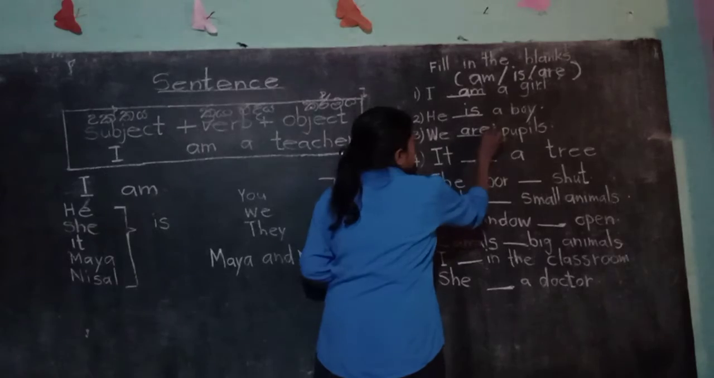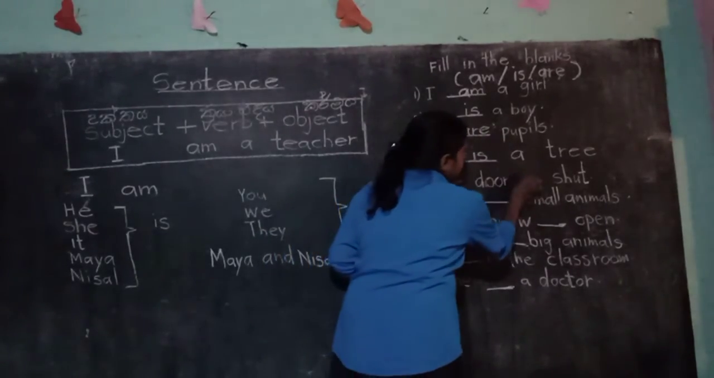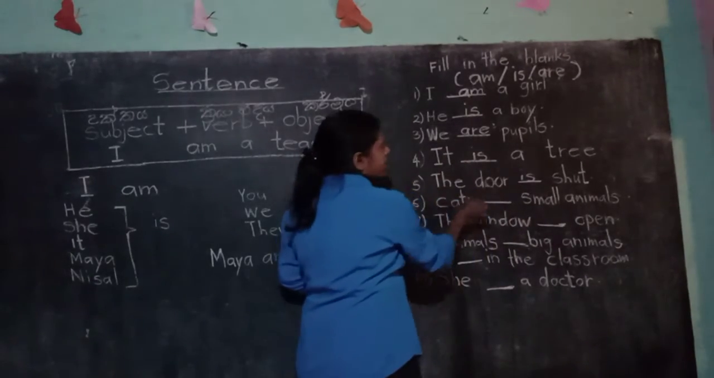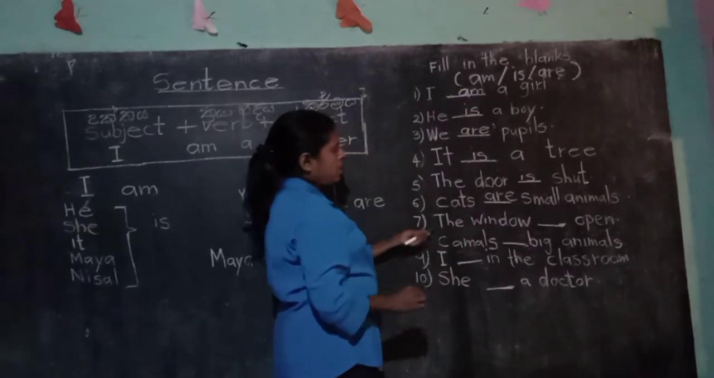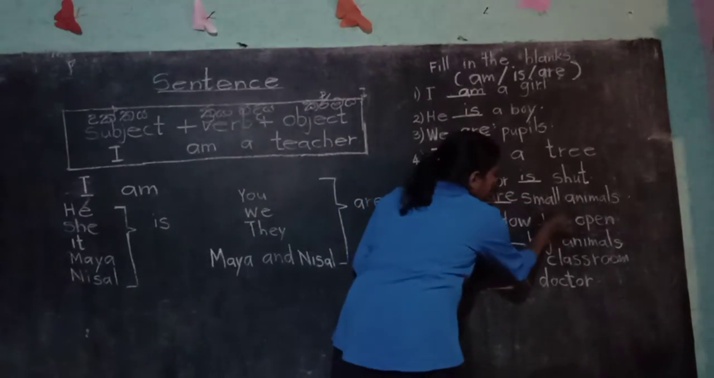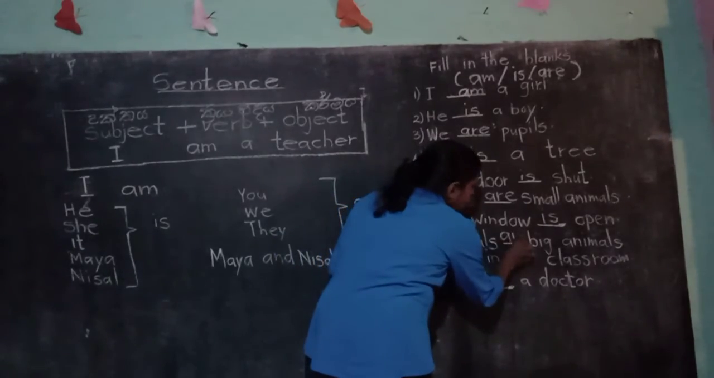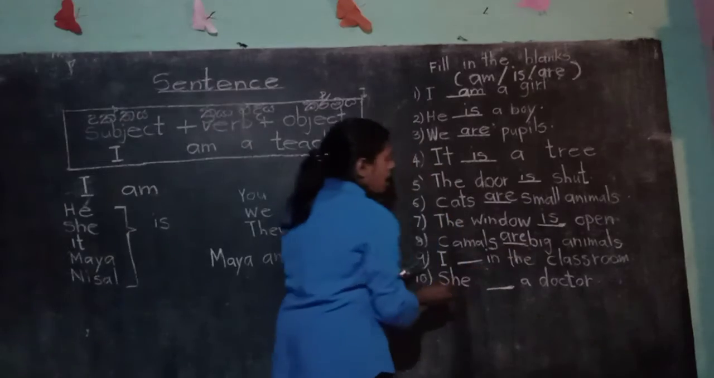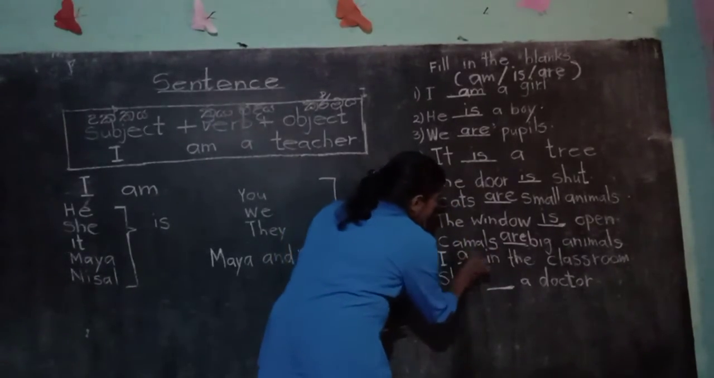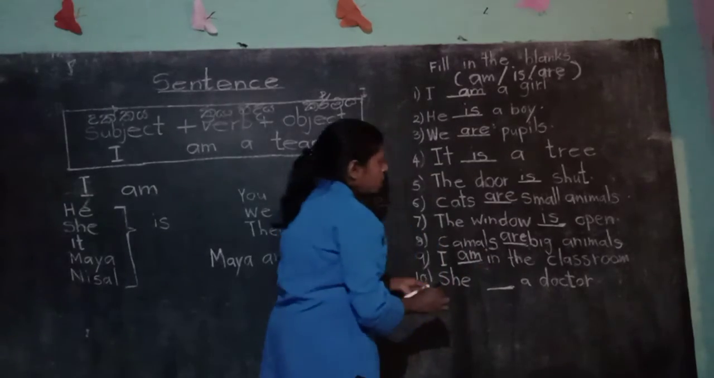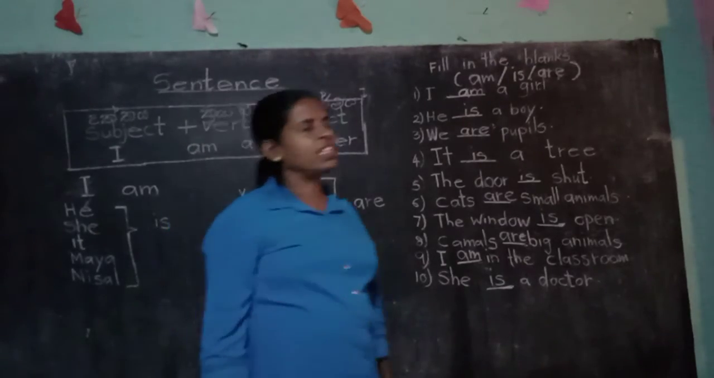We are pupils. It is a tree. The door is shut. Cats are small animals. The window is open. Camels are big animals. I am in the classroom. She is a doctor. She's a doctor.